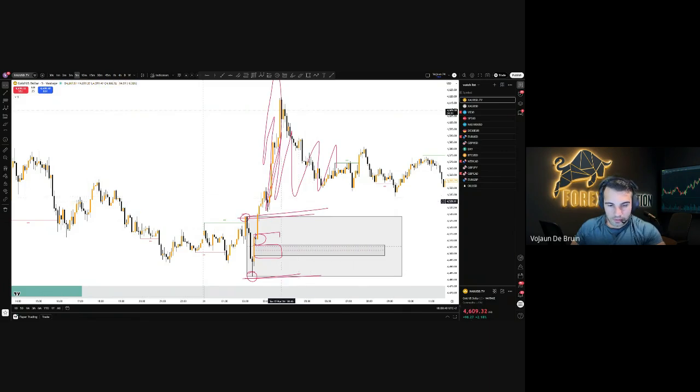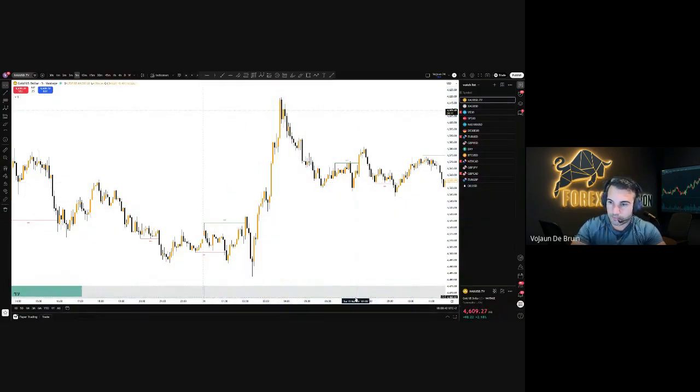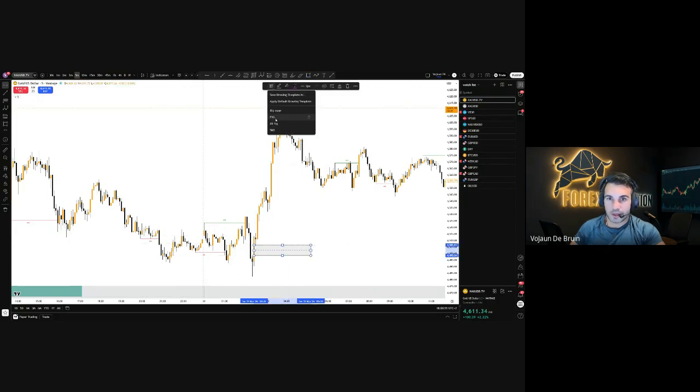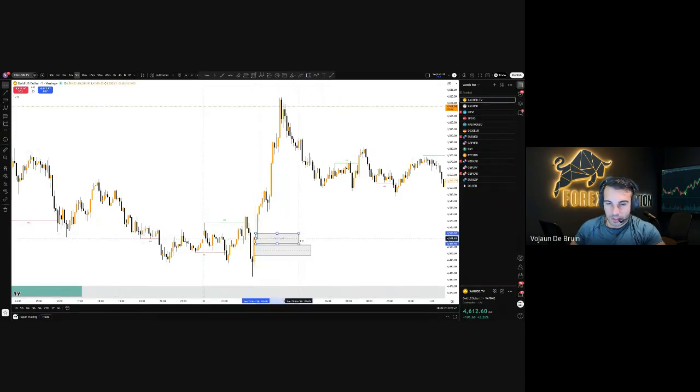Let me just clean this up. Sorry, guys. Let me clean this up. So we've got POIs. We've got a fair value gap. So I mark it. Fair value gap. There we go. Then we have a base. That's another zone that price can react from.